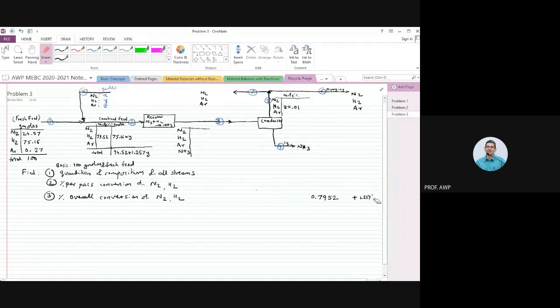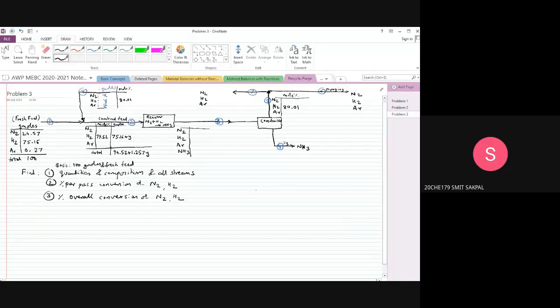Okay. Go ahead, Smith. Sir, then in the recycle stream, stream number 8, we have 80.01 mole percent of H2. Very smart. So you are saying that in terms of mole percent, H2 is 80.01 mole percent. Then total moles of the recycle stream is 1.2498 Y. So shall we just say 1.25 Y? Yes, sir. Okay.